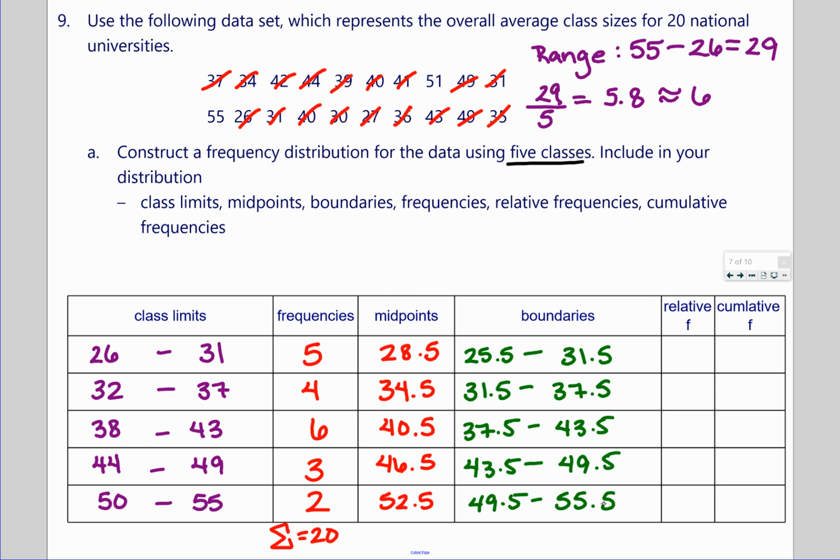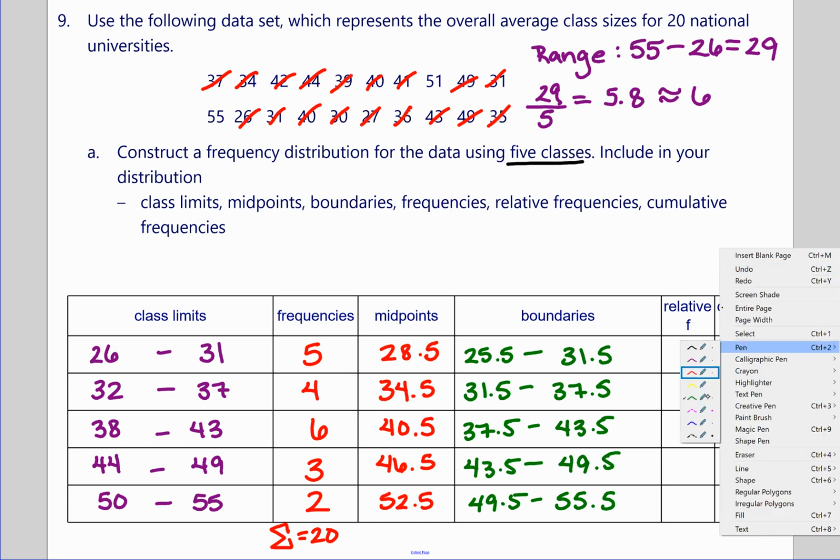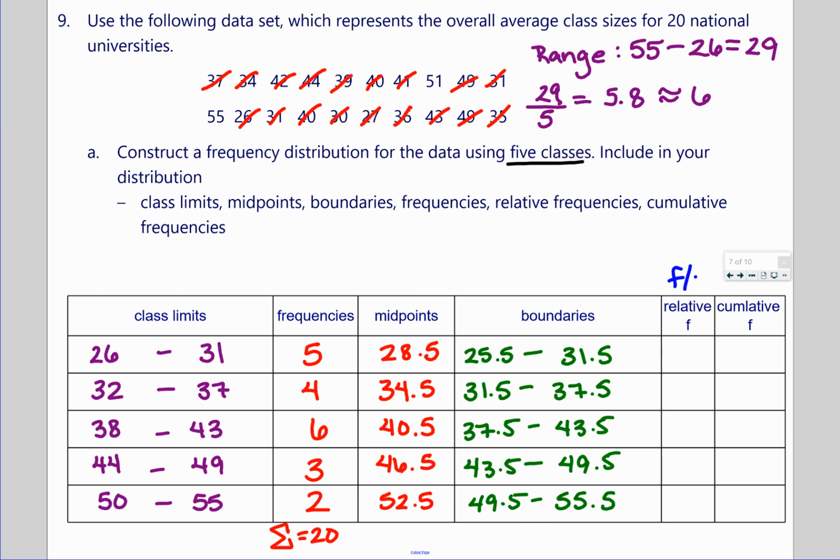Okay. Relative frequency is what we did with our pie chart a few minutes ago. It's our frequency divided by n. So for that first one, 5 over 20, that's going to give me 0.25 exactly. 4 over 20 is going to give me 0.2. 6 over 20 is going to give me 0.3. 3 over 20, 0.15. 2 over 20, 0.1. And if you want to, you can check these. Your relative frequencies should always sum up to 1 at the end because they represent percentages.